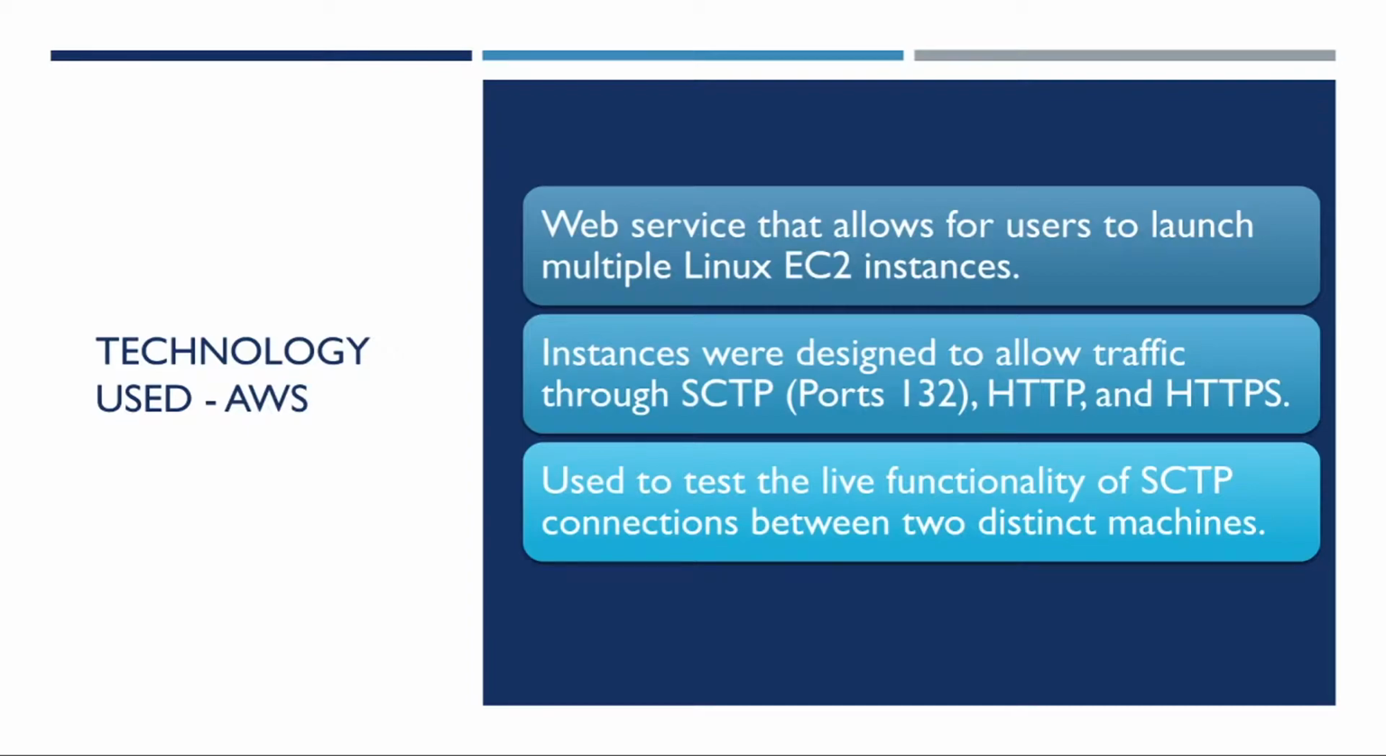The next technology is AWS, which is a web service that allows for users to launch multiple Linux EC2 instances. The instances that I used were designed to allow traffic through SCTP, which is port 132, HTTP and HTTPS. This is also used to test the live functionality of SCTP connections between two different machines that are completely separate from each other, with the exception of the SCTP connection.